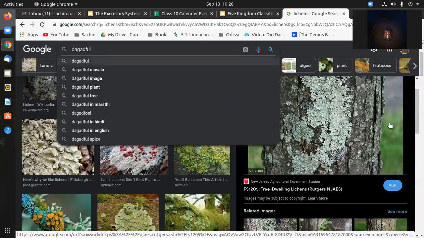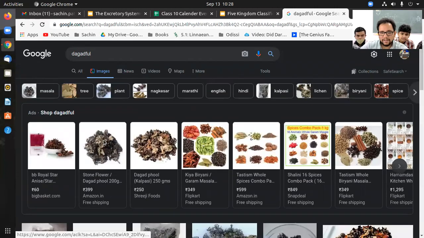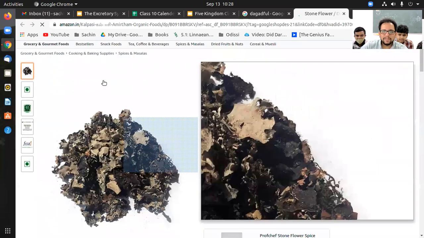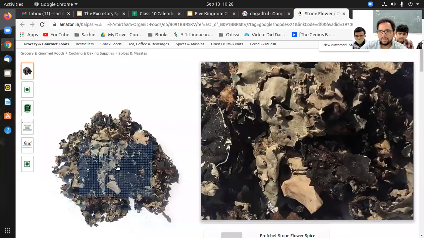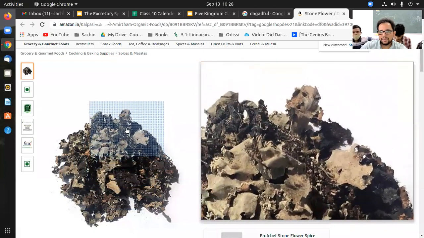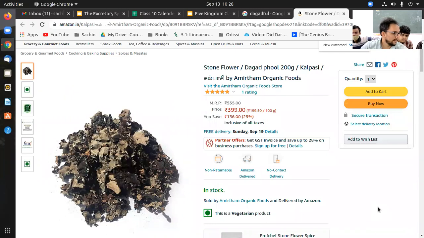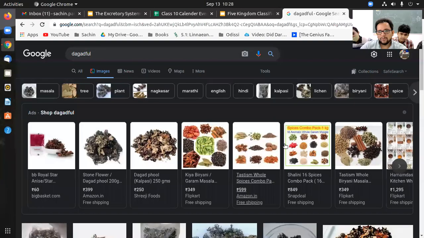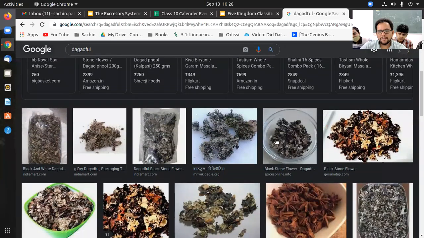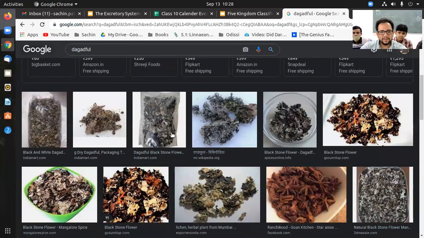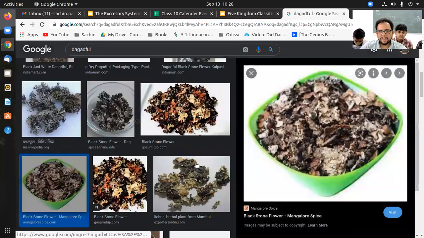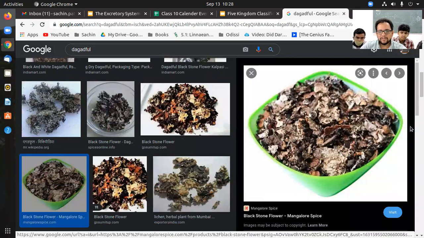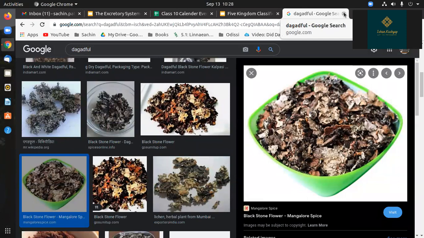Sir, lichen helps in weathering, right? You can see the picture here, right? This is something which is a mixture of lichens. Like this is a part of your masala, spices. Whatever you have, that garam masala actually contains this stone flour. This you can eat for sure.